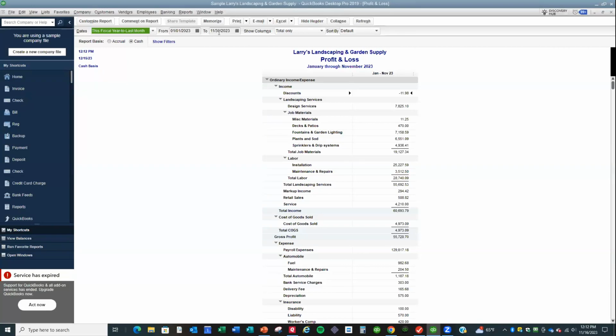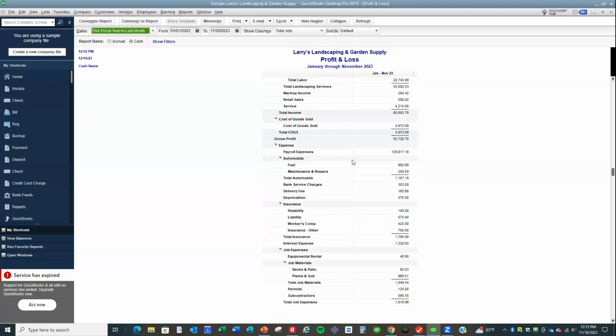Now, if there's any of you out there, and I see this very, very rarely, but I do see it, you might have a different fiscal year, for whatever reason. Let's just say it runs October 1 to September 30th, because I've got a couple of clients like that. Well, that's what this fiscal year to last month would bring you. October 1st of, say, 22 to September 30th of 23. Actually, that would be last fiscal year. This fiscal year would be October 1st, 23 through whatever. Okay, so we've got the basic report up.